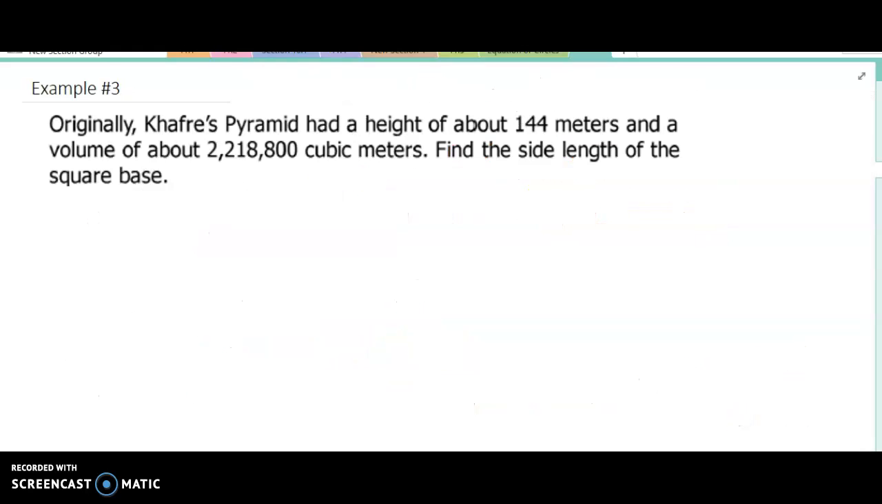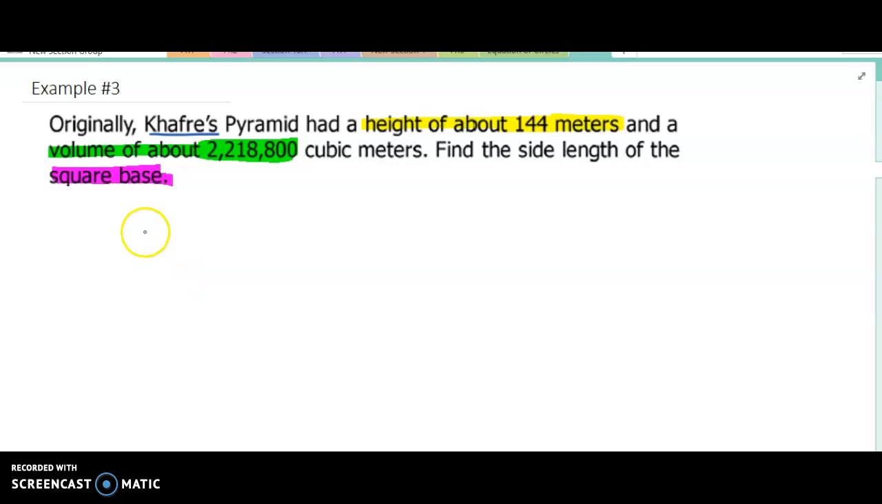All right, let's look at example 3 here, the dreaded word problem. Okay, so supposedly, and I have no idea how to say this, this pyramid had a height of 144 meters, and it also had a volume of 2,218,800 cubic meters. Find the side length of its square base.